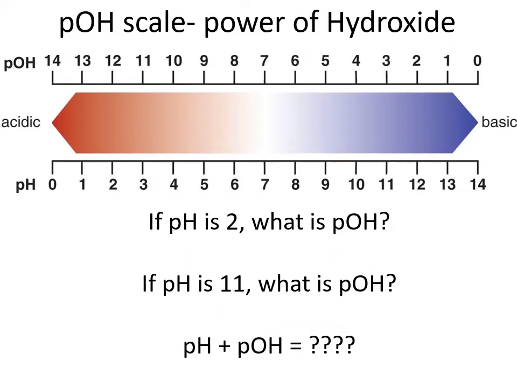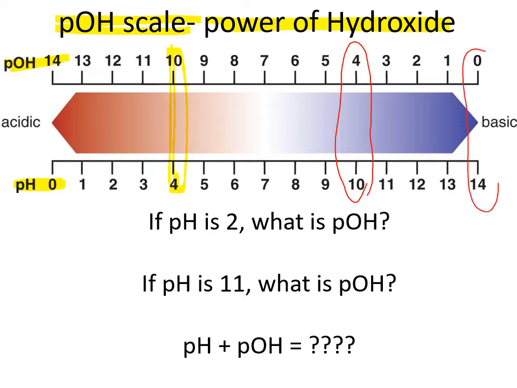So we have our pH scale. We also have a pOH scale, which stands for power of hydroxide. And looking at it, if something has a pH of 0, its pOH is 14. If something has a pH of 4, the pOH is 10. If something has a pH of 10, its pOH is 4. A pOH of 0 means a pH of 14. So what do they always add up to be? 14.